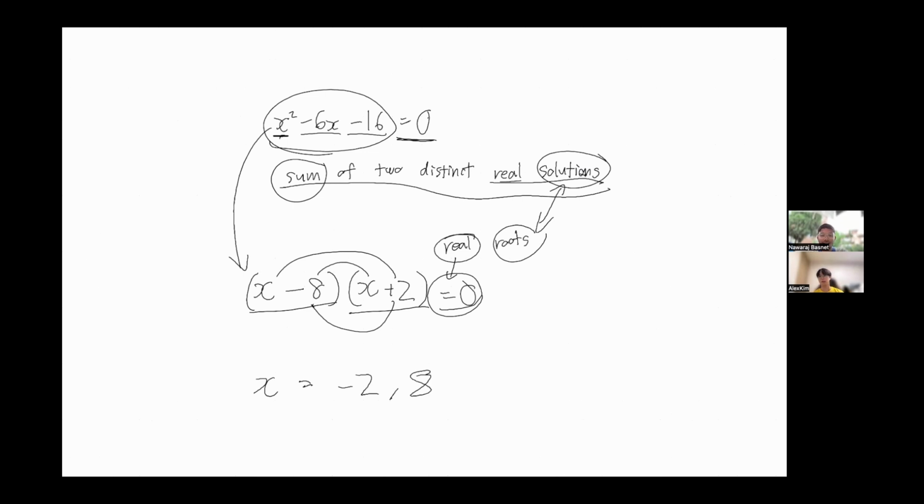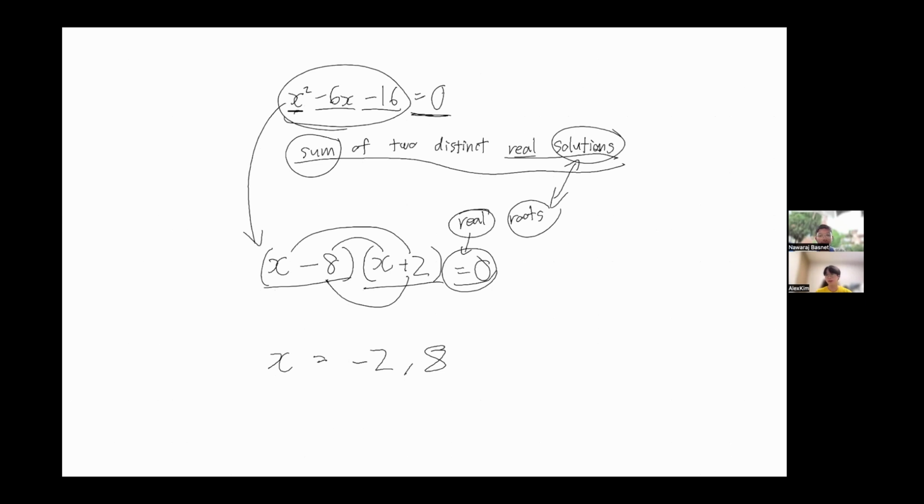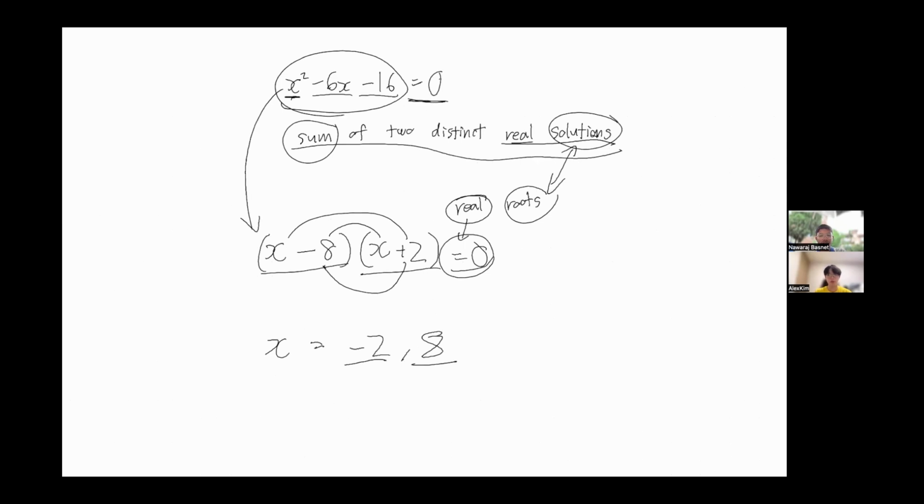So if you get questions that are asking for the sum of two distinct real solutions, we found the two real solutions, -2 and 8, right? And we find the sum, so we add these two values: 8 minus 2 equals 6, which will be our final answer.